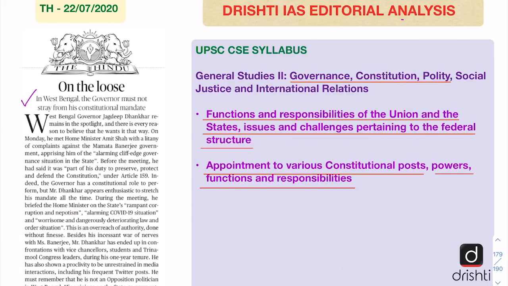Now let us look at its linkage with the syllabus. It links directly with GS Paper 2, where we have governance, constitution and polity as important areas of the syllabus, because it deals with the office of the governor and the role he plays in Centre-State relations. So it links with functions and responsibilities of the Union and the States, and issues and challenges pertaining to the federal structure. Also it links to the appointment to various constitutional posts, powers, functions and responsibilities. So after establishing the linkage with the syllabus, now let us look at its key points.